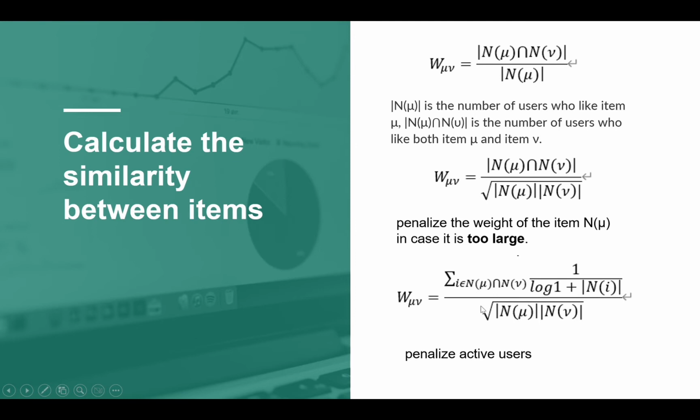We can do some further improvement by penalizing the active users. The reason is that if there is such a user, he is a movie critic and he has seen a lot of movies, which results in a lot of similarities between two movies, thus interferes with the measurement of similarity between movies. So we simply multiply each numerator by this value to do some improvement.